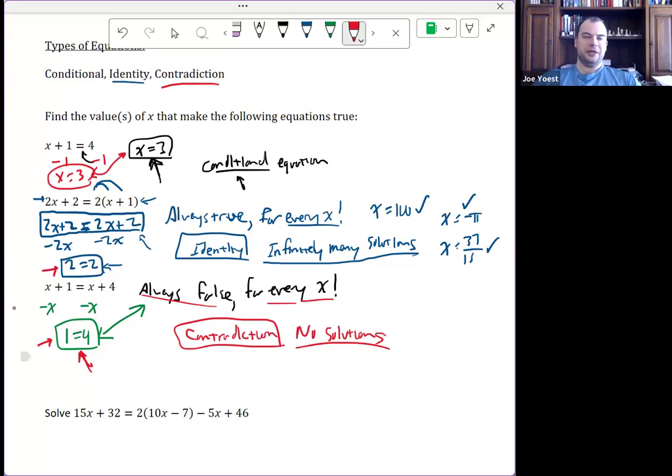I either end up with an equation relating two numbers that is true, that is correct, like 2 equals 2 or 10 equals 10, in which case it's always true. I have an identity. All values of x are solutions. Or if all my x's go away and I end up with a statement like 1 equals 4 or negative 5 equals 25 or something like that, that's not a correct statement. It's always false. I have a contradiction. There are no solutions.